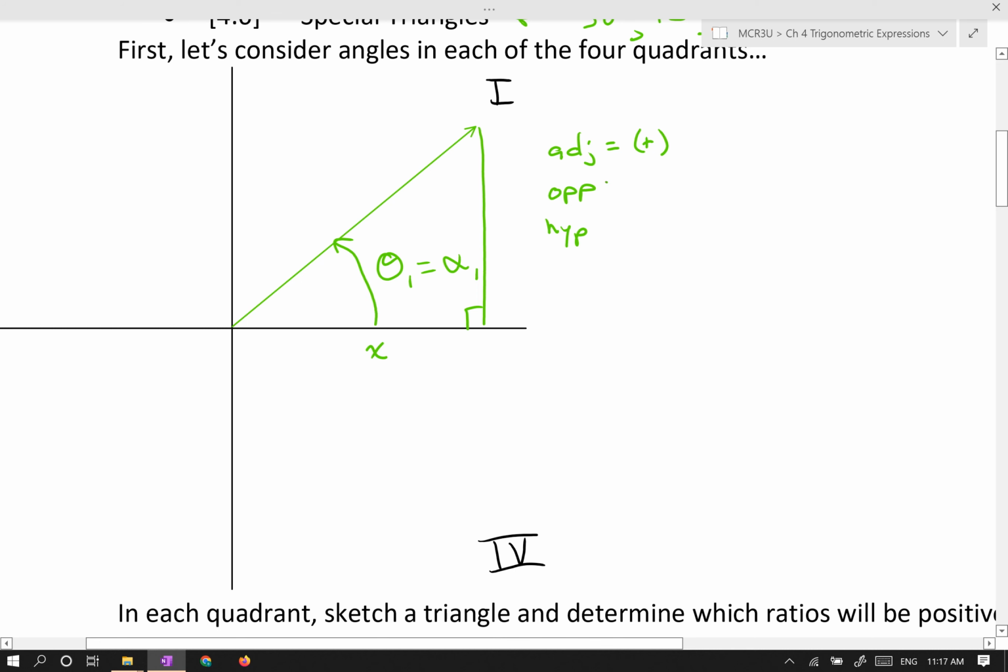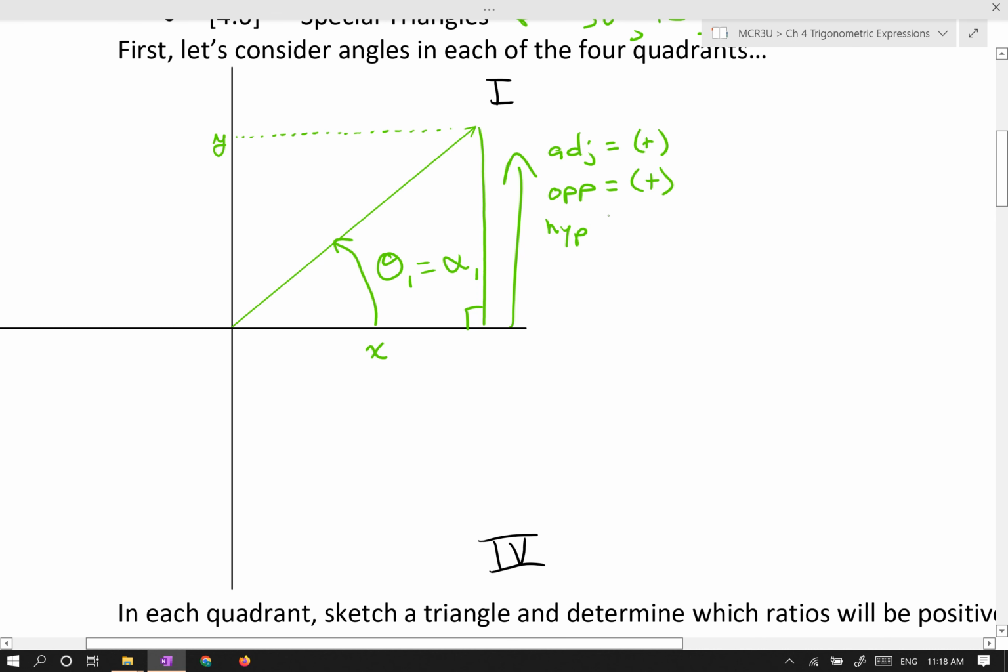Now my opposite side to this angle is given by my y distance right here. That's y. If I move that over, I could look across right here, and it's given by this y value. So my y value is my opposite side. I'm looking up above the x-axis. That means my y values are positive here as well.